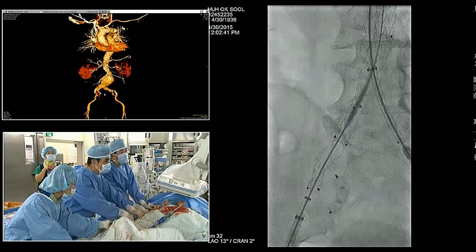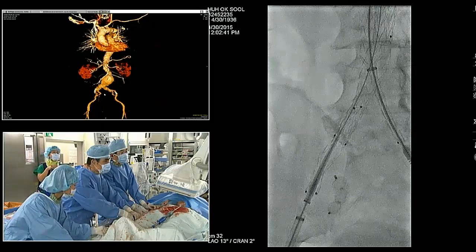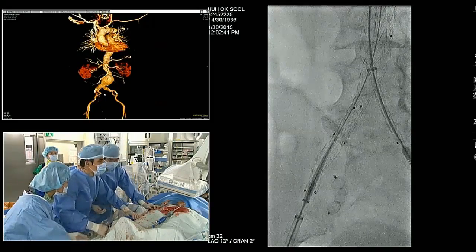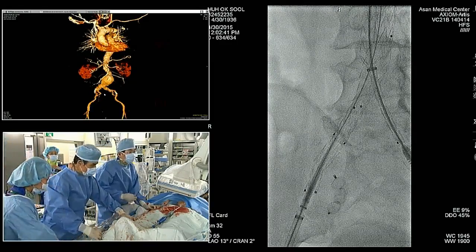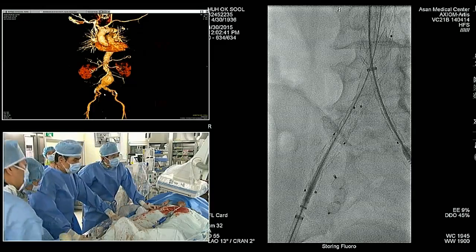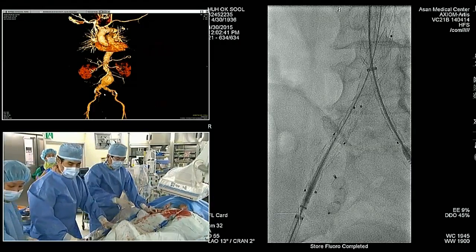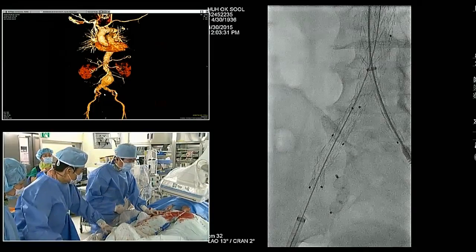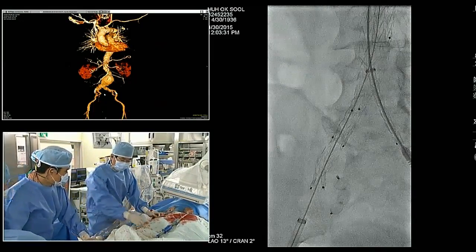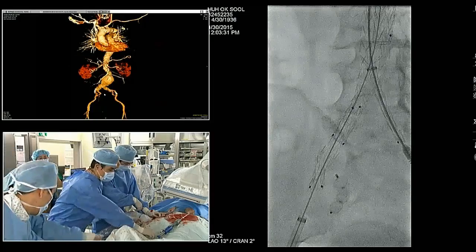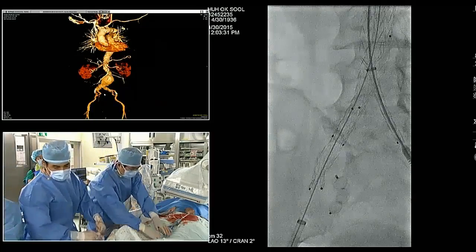So now with the dedicated branch limb internal iliac devices, it's possible to do these cases and preserve the internal iliac, which is a nice addition. There are a couple of different designs out there that are in various stages of the approval process, including Gore, Medtronic, and even Endologix.